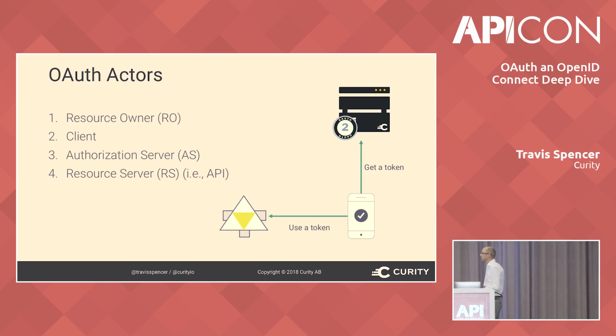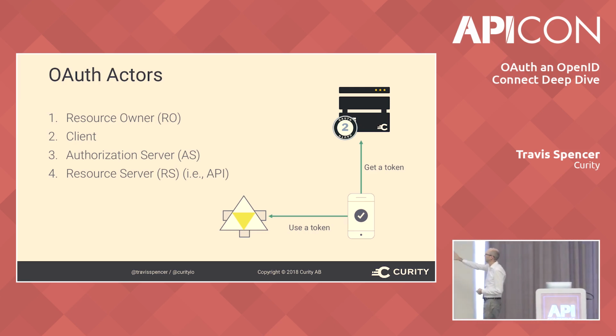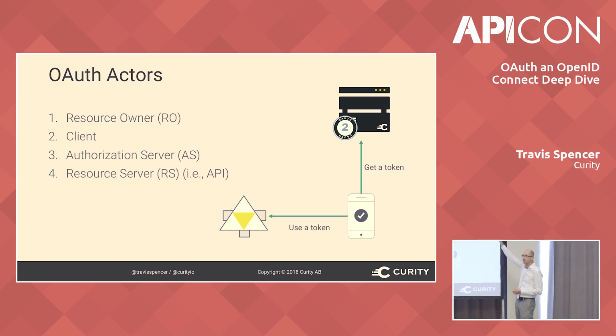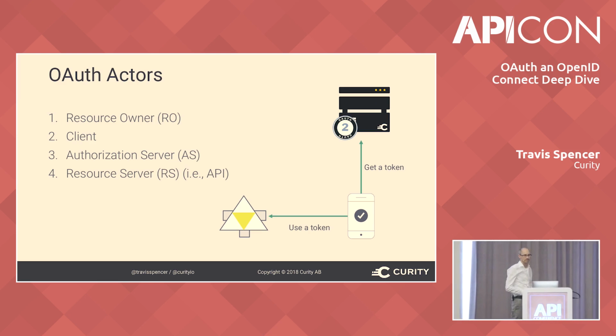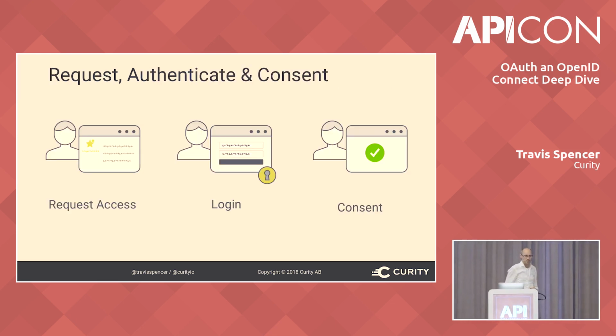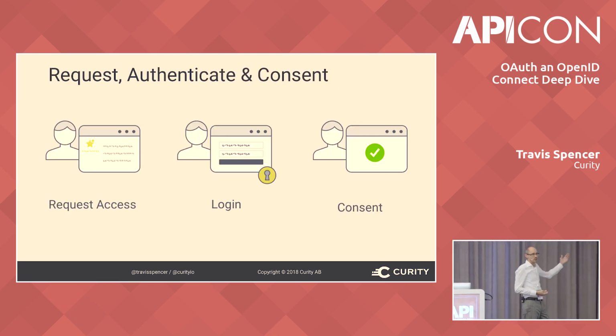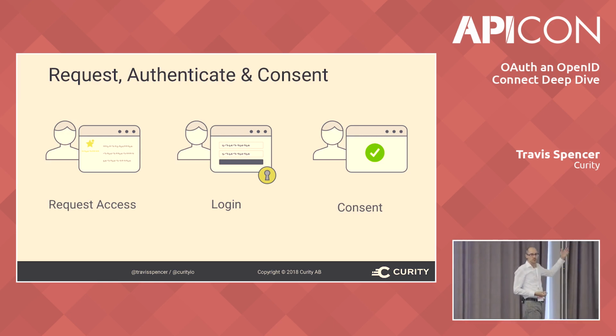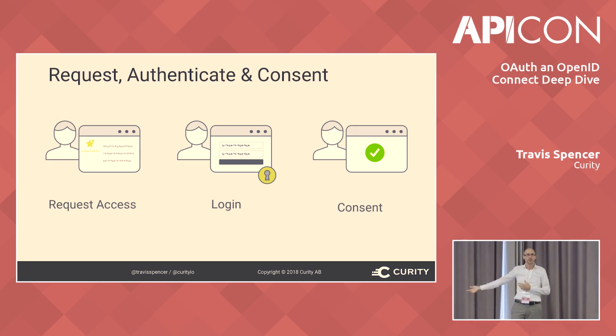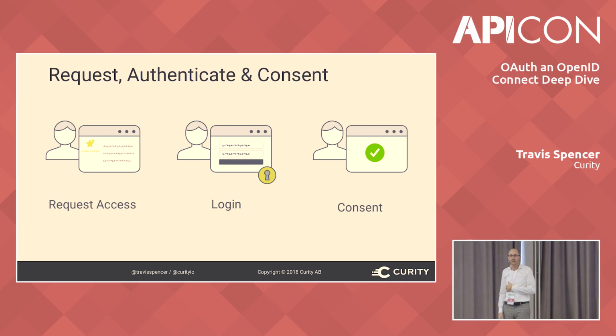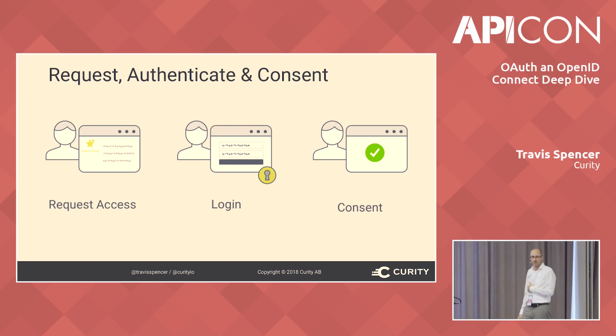And the general idea with OAuth is that we have some sort of application, and it wants to get tokens and it wants to use tokens. And it uses tokens by calling APIs. To the end user, the way this looks is you'll request access, the user will log in, and the user will consent or authorize that application to do things on its behalf.